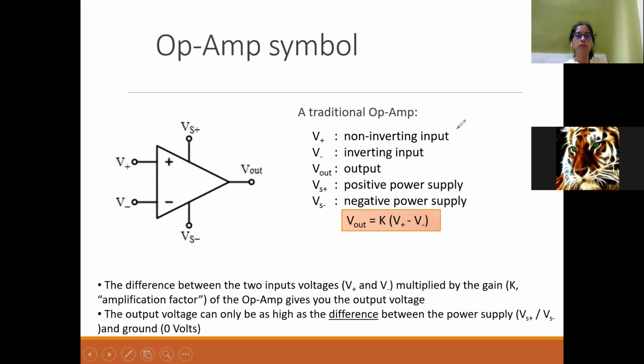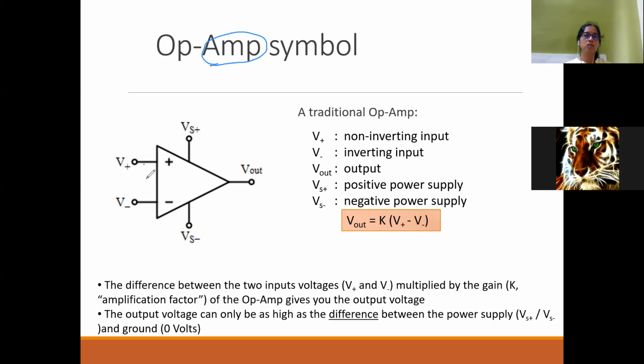Different operations. Which operations? Mathematical operations, right? Addition, subtraction, integration, differentiation, logarithmic operation, right? Or some type of conversion, voltage to frequency, frequency to voltage. All these operations can be done with the help of this op-amp. That's why it is called as operational amplifier. And the main function is amplification, right? Small voltage can be amplified with the help of this amplifier. Okay, that's why it is called as operational amplifier.